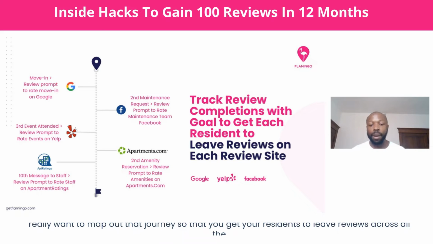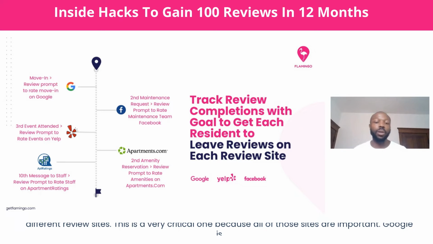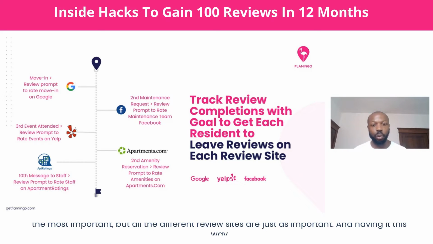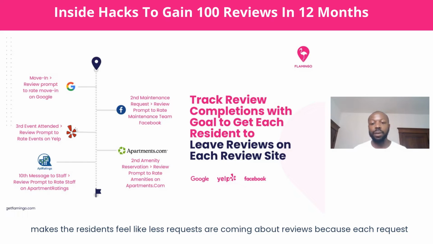So you really want to map out that journey so that you get your residents to leave reviews across all the different review sites. This is a very critical one because all of those sites are important. Google is the most important, but all the different review sites are just as important. And having it this way makes the residents feel like fewer requests are coming about reviews, because each request looks different.